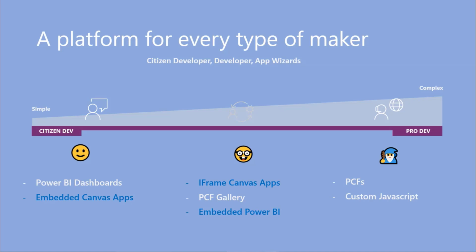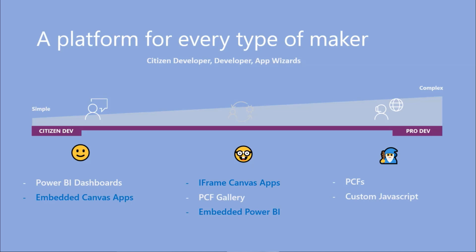But therefore, no matter who you are, what your persona or background is, there is stuff you can use. And that's the great thing about this platform. So let's start with a citizen developer. Building Power BI dashboards and model-driven apps is a really easy thing. You can customize it yourself. I will show you today how we can embed Canvas apps, which can also be done by a maker. So it doesn't have to be a developer to embed a Canvas app into a model-driven app.